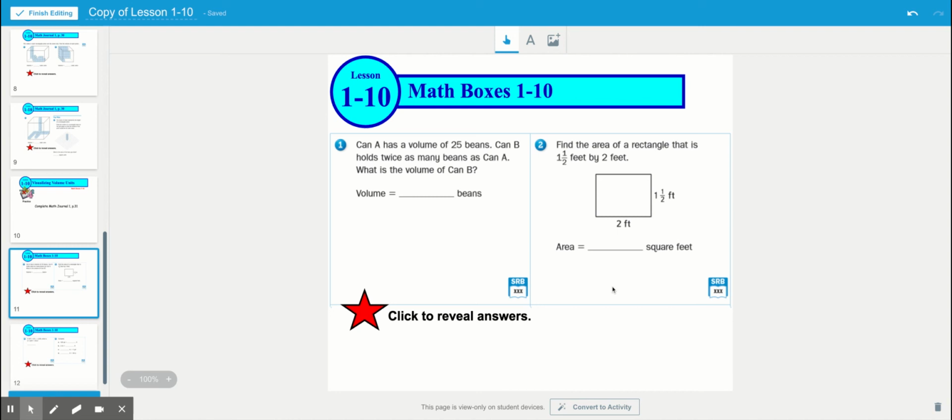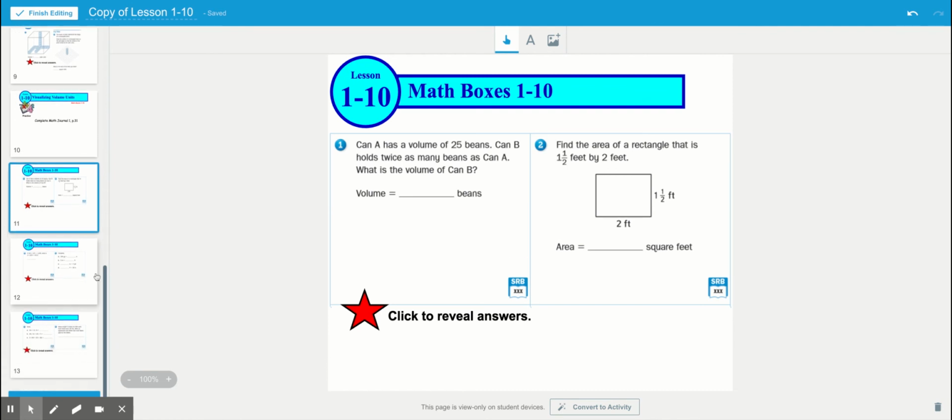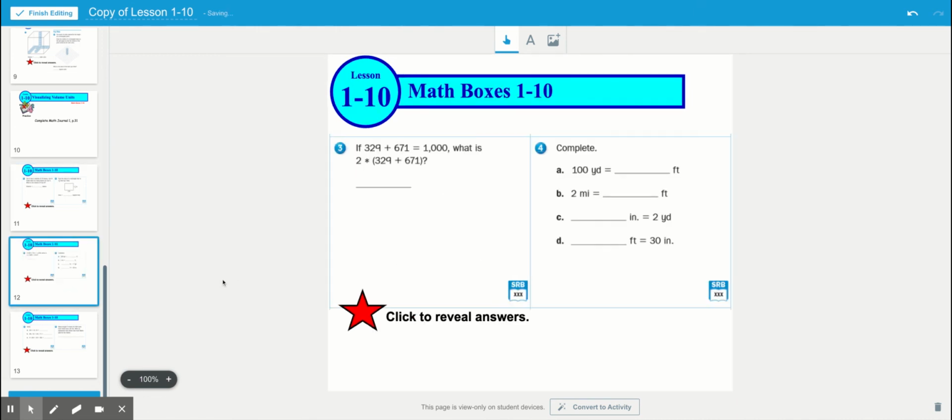2 says find the area of the rectangle that is 1.5 feet by 2 feet. Remember, we practiced some of that with the halves. That was early on in our unit. I'm sorry, I think I said volume, but it's find the area. 3 and 4, number 3 is if 329 plus 671 equals 1,000, what is 2 times 329 plus 671? Number 4 is doing some conversions, yards to feet, miles to feet, inches to yards, feet to inches.